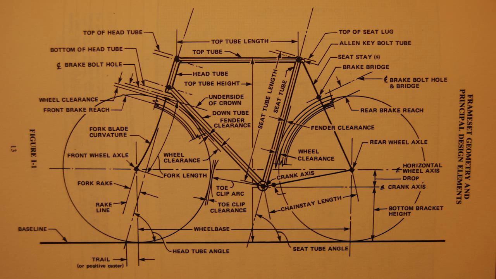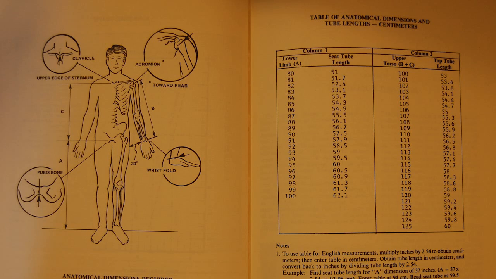This book was $70, and that's because the book is now out of print. It's not a very useful book in terms of building a TIG-welded frame, because it's mostly about building lugged frames. But there's some nice pages in here, like this one, which shows this guy here on the left. It shows how to measure your anatomy. And then on the right, there's this chart which will give you the recommended seat tube length and top tube length based on your sizes.